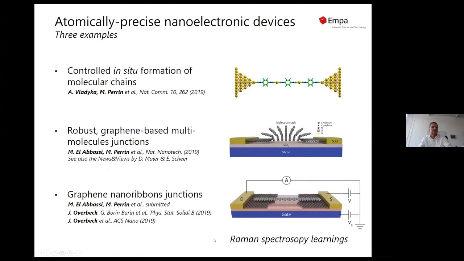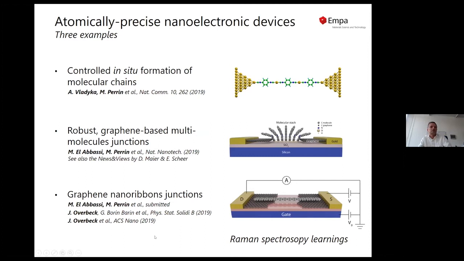So that's my summary. These are the 3 types of devices that I was trying to show you. First, these chaining effects in gold break junctions. Showing you that we can start to build more stable molecular junctions using graphene contact electrodes, but we have to play this trick to bind the molecule to the substrate in order to make this more stable. And finally, we are integrating graphene nanoribbons into systems also using graphene-based electrodes.